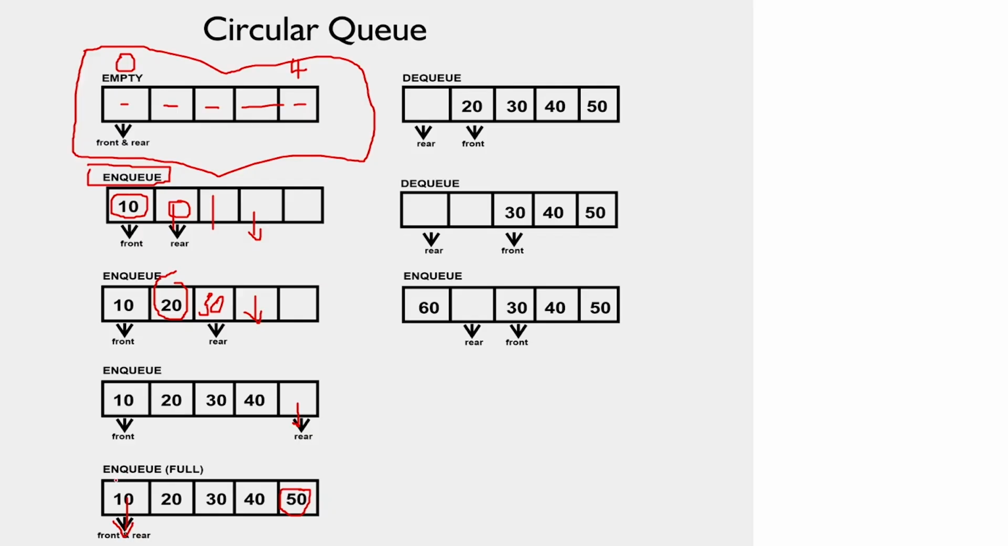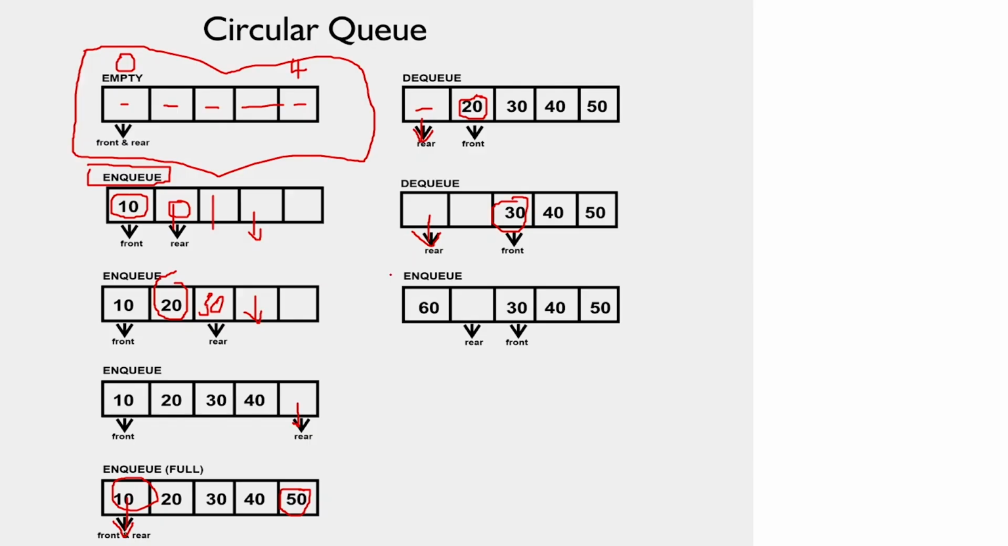Now let's perform a dequeue operation. The queue is removing from the front. And currently we have 10 at the front. So if we perform a dequeue operation, we're going to have an empty slot here. And 20 is going to become the front, while this empty slot becomes the rear. Now, if we perform another dequeue operation, we're going to be removing 20, and 30 is going to be at the front, while this space still remains the rear.